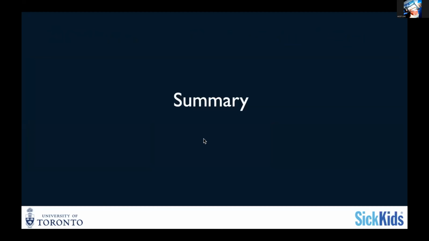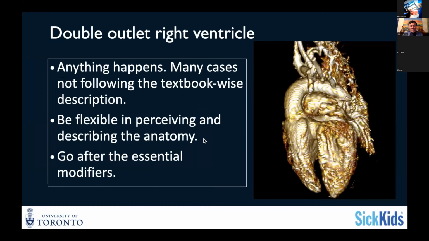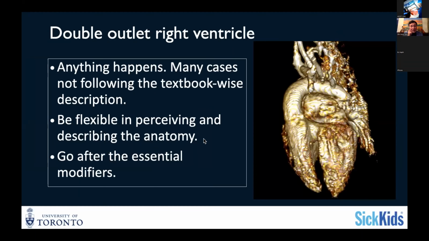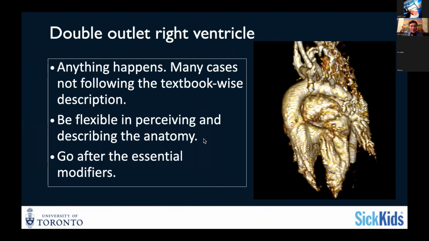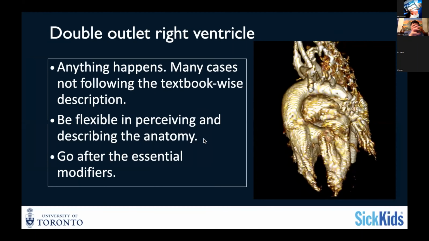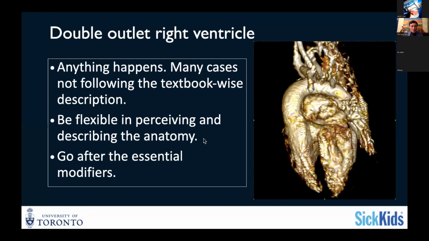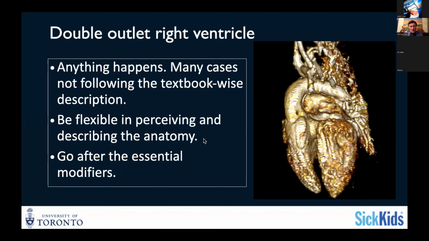Okay, so to summarize what I have discussed up to now: the definition of DORV is both great arteries arising either entirely or predominantly from the right ventricle. In double outlet right ventricle, anything can happen. Many cases do not follow the textbook description, and very frequently you are not able to classify them into one of four classes. So please be flexible in perceiving and describing the anatomy, and then go for the essential modifiers, major and minor.